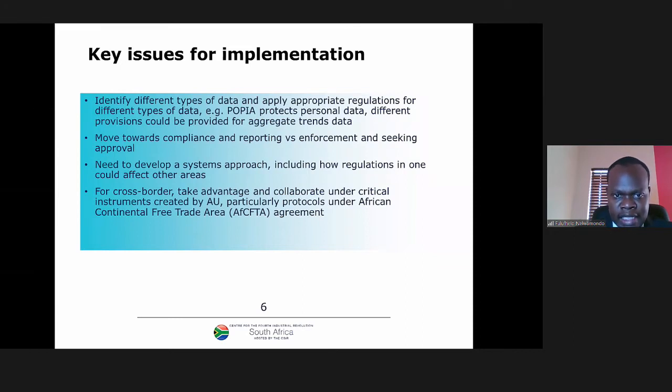And if you just summarize the aspects, is that Africa as a whole, we have had a number of good policies. The challenge is on the implementation. When we speak of data policy, what are the implementation issues? And the aspects that came in here in summary talk about identification of the different types of data and application of appropriate regulations for those different types of data.